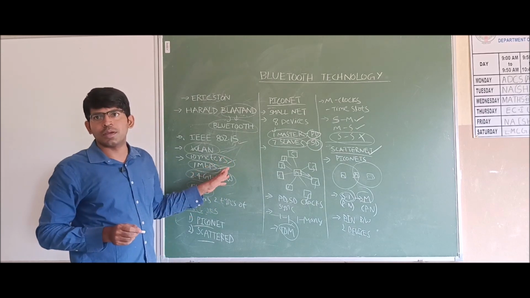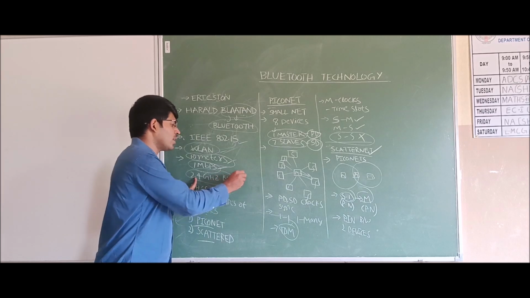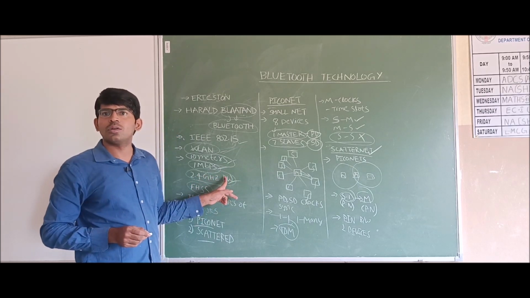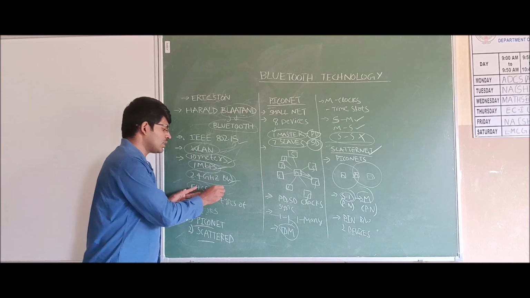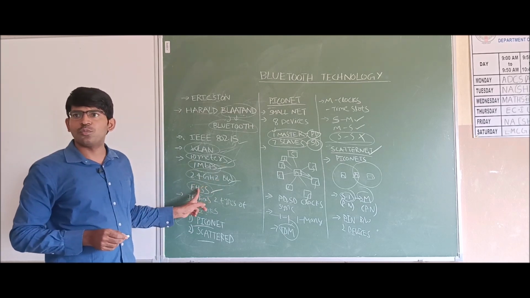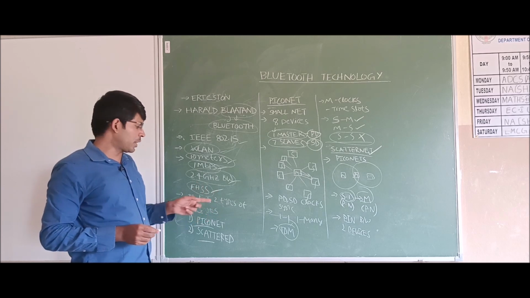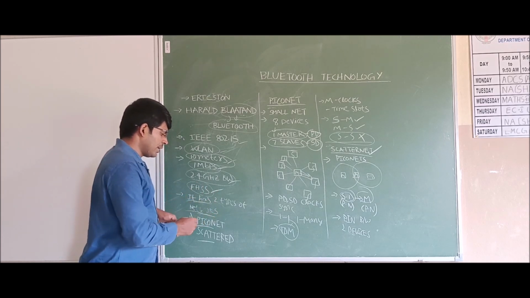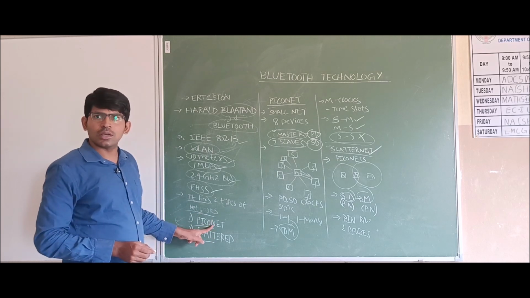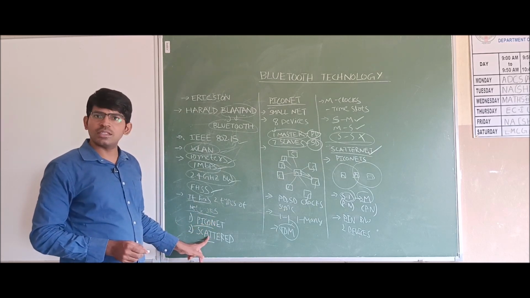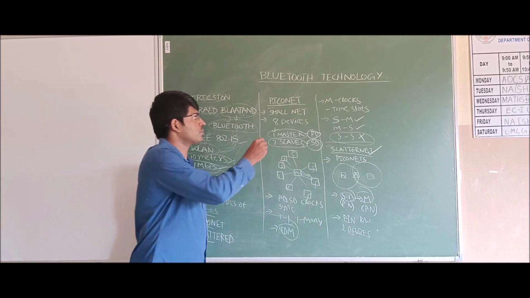Maximum speed. What is the bandwidth? What is the communication we are using? Frequency hopping spread spectrum technique. It has two types of network. One is piconet, second one is scatternet.